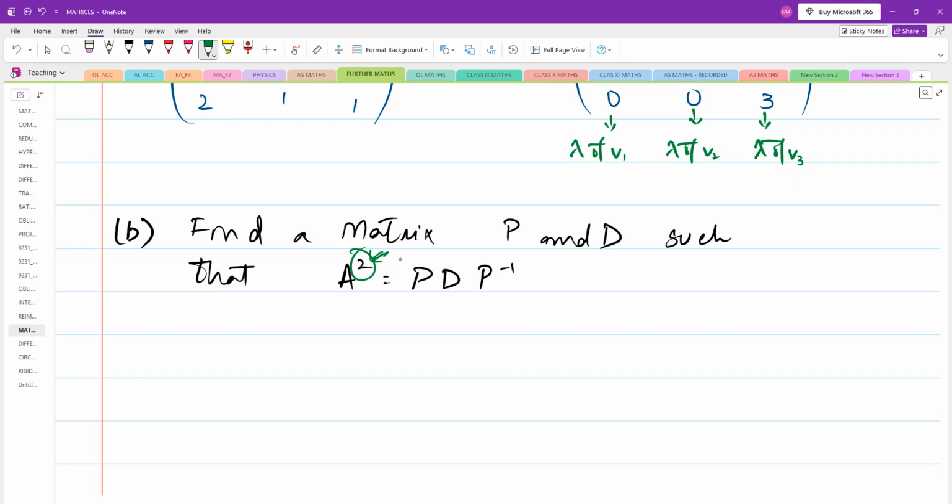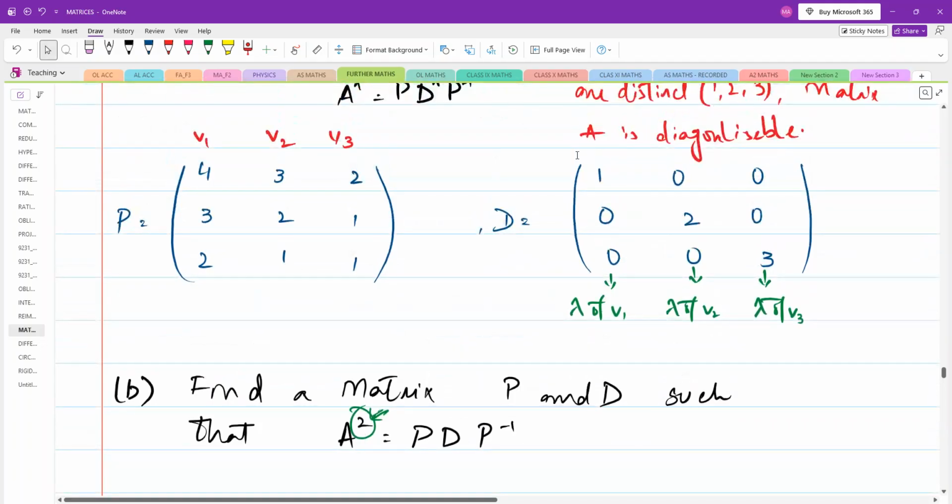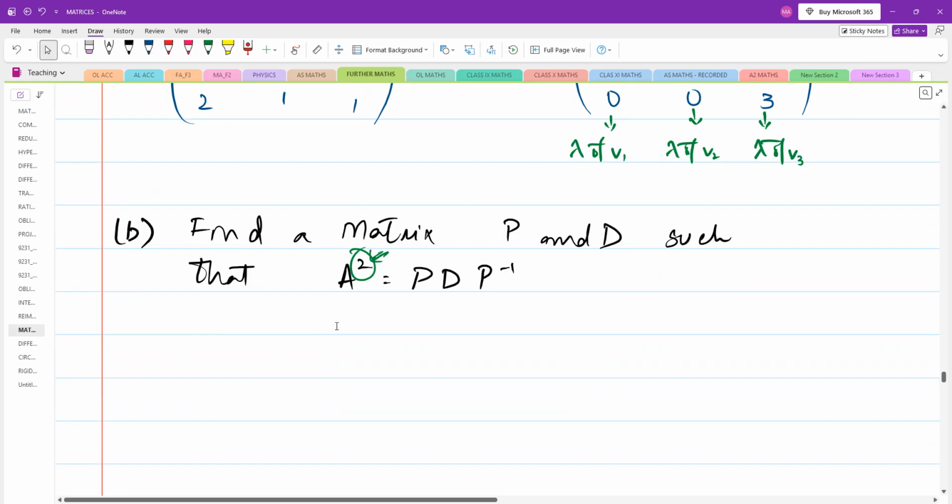What we would have done then is just square the values of D, because the power on A is 2. We don't have to do anything to P. P will remain the same. We will find D like this, and then we will find a new D, which would just be the square of these values. Moving onwards. We now know how to find this.